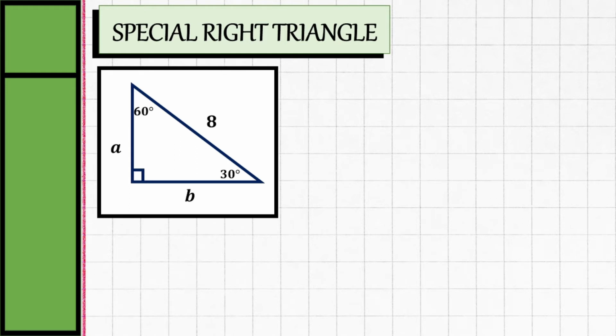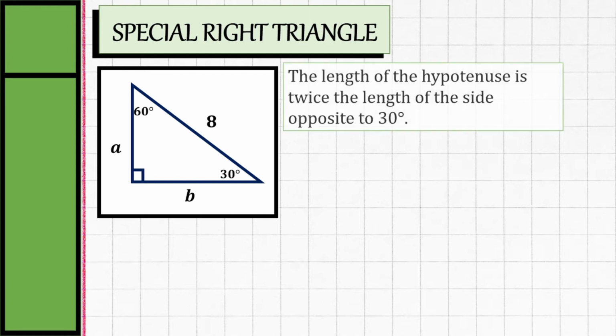Now, in order for us to solve this, we will use the 30-60-90 triangle theorem, wherein it is stated that the length of the hypotenuse is twice the length of the side opposite to 30 degrees. Therefore, we're going to use this equation in order for us to solve for the value of a, which is the shortest side. So c, the hypotenuse, is equal to 2 times the shortest side.